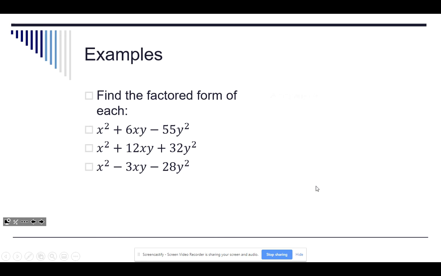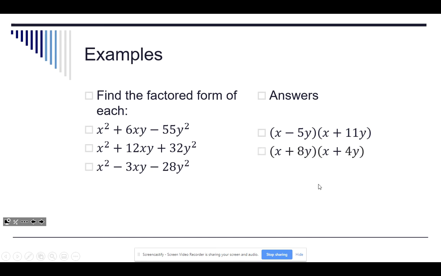Here are your answers. For the first one, factors of negative 55 to add up to 6 are positive 11 and negative 5. That gives me x minus 5y and x plus 11y. The second one, factors of 32 that add up to 12 are 8 and 4. So I have x plus 8y and x plus 4y. And finally, factors of negative 28 that add up to negative 3 would be negative 7 and positive 4. So I have x minus 7y and x plus 4y.